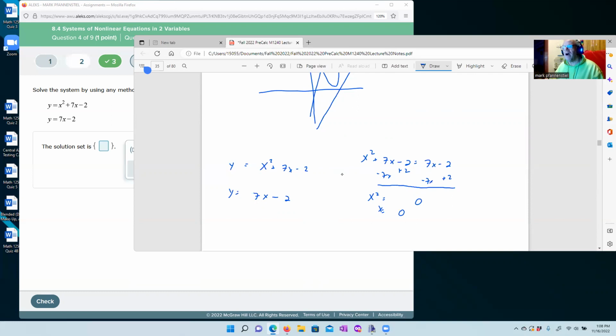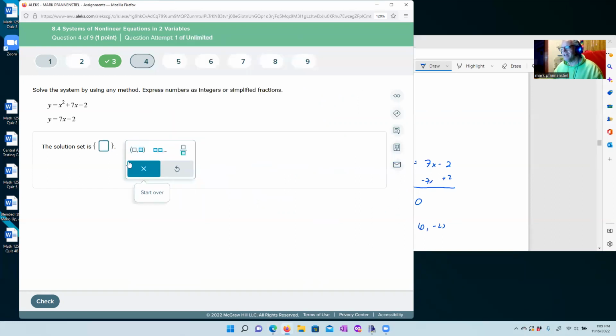Okay, so for y, it doesn't matter which equation you put it back into. But y is going to be, it looks like, negative 2. So it just touches the parabola in one spot, and that one spot is (0, -2). Okay, (0, -2) is where it touches both of them. So that's just going to be our solution. Okay, so that's a nice one. Thank you very much for only giving us one answer. We're going to have (0, -2).